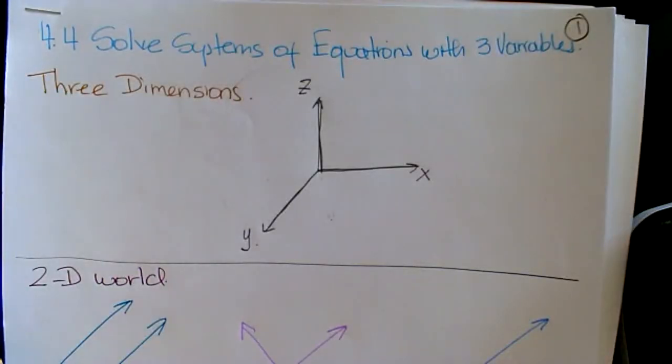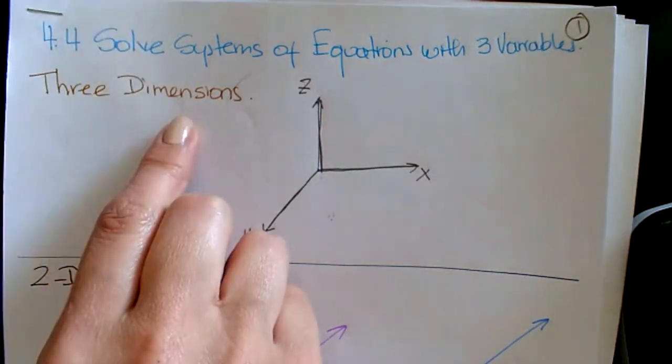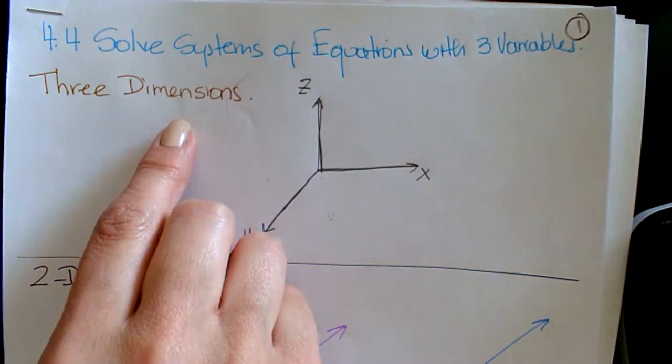All right, this is 4.4. Solve systems of equations with three variables. So we have the first is 3 dimensions.